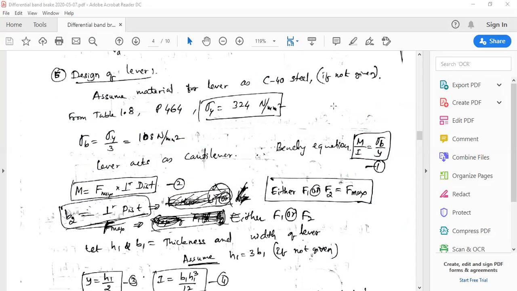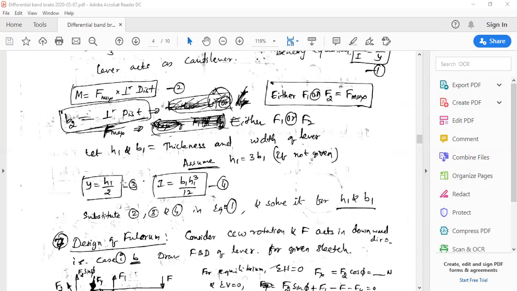After this, you have to go for the next calculation, that is y and moment of inertia. Y is h1 by 2 and I is b1 h1 cube divided by 12. So h1 and b1 are the thickness and width of the lever. Usually h1 is thrice the b1 value. If it is given, that is well and good. If it is not given, you have to assume that value as either twice the width or thrice the width.